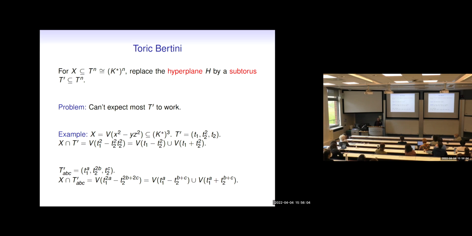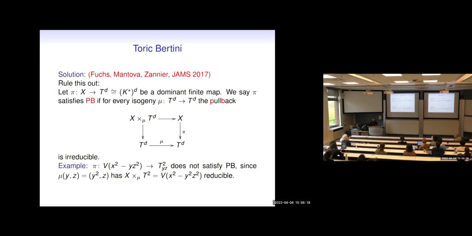Okay, so at first this seems like a serious problem if you try to generalize a Bertini theorem. We'd like a version that says most subtori work. Luckily, this is something that had already been solved. I realized I cared about this problem just to find out that someone had solved it a few years before. This is a work of Fuchs, Mantova, and Zannier, which appeared in JAMS in 2017.